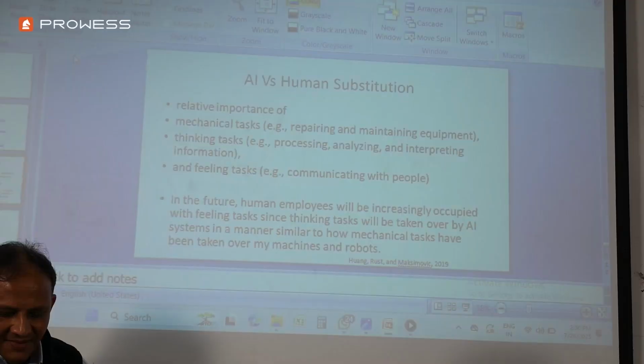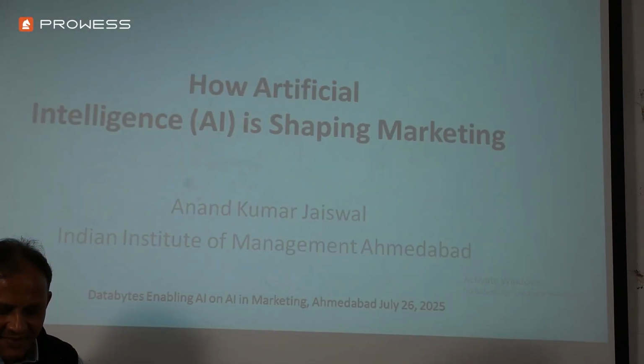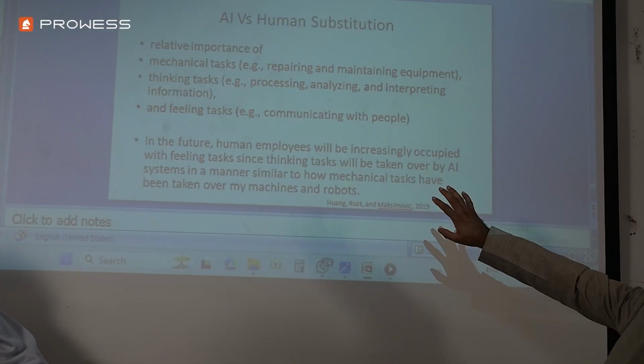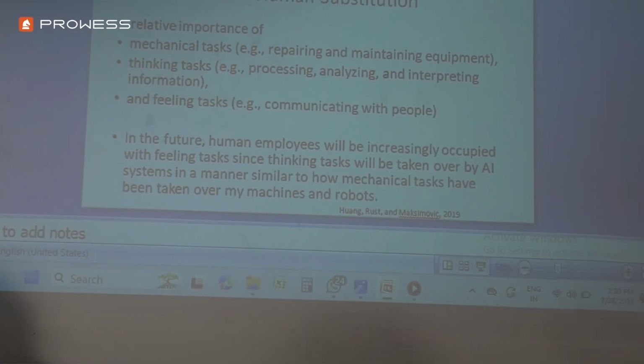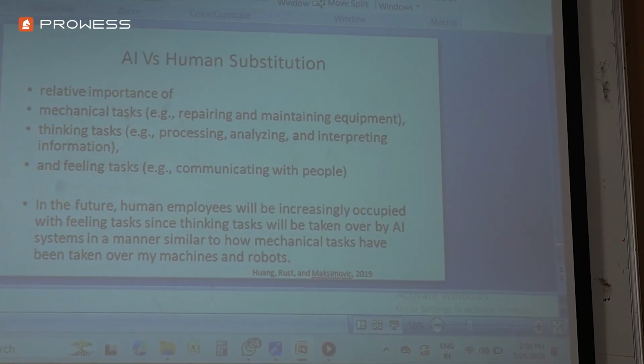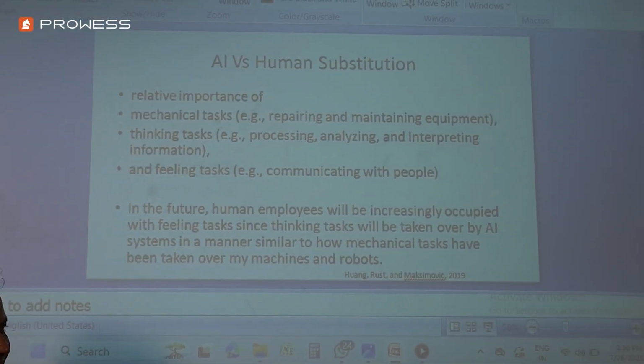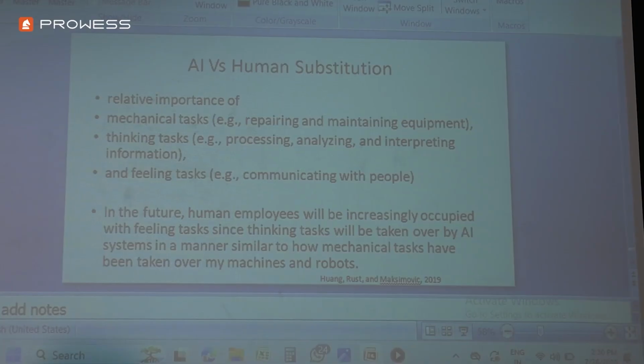From a student's point of view, people are worried about jobs, losing out on jobs, and that is happening more and more. So there's a real big concern about what type of jobs AI will take away. Look at mechanical tasks, thinking tasks, and feeling tasks. For mechanical tasks, we already have strong evidence that they're going to be taken away by AI. Like coding, for example, isn't that?